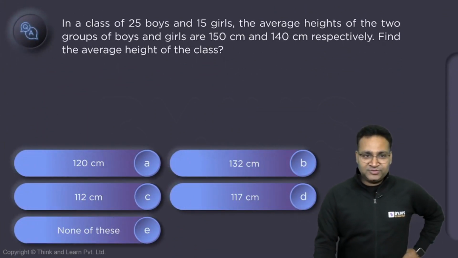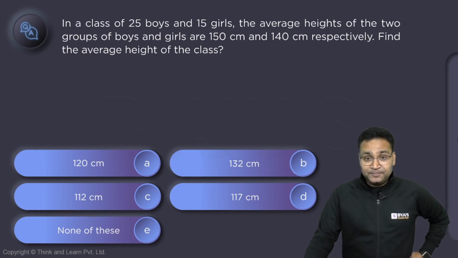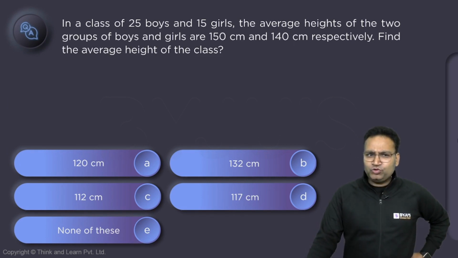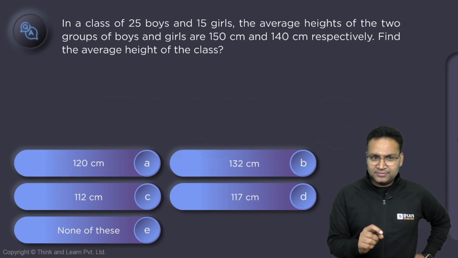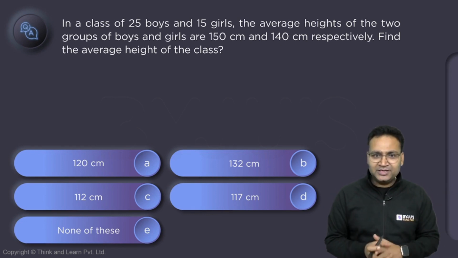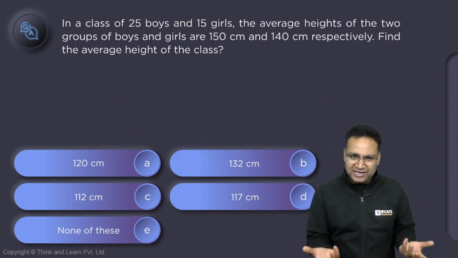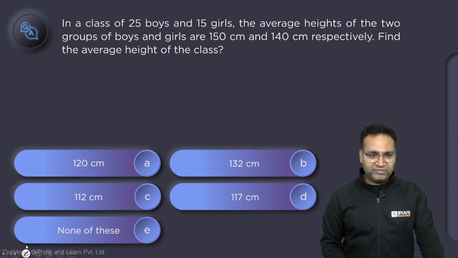Now, if you look at this question, in a class of 25 boys and 15 girls, the average height of the group of boys and the group of girls is 150 and 140 respectively. Find the average height of the class. So I will do it in many ways, right?